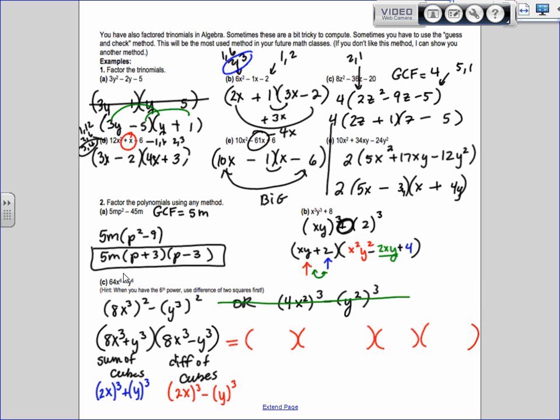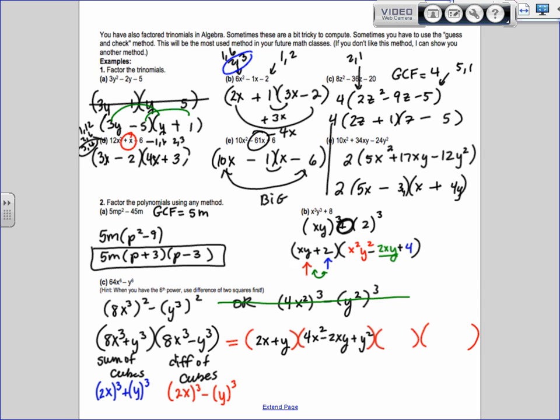So the first one, from the 2x quantity cubed plus y cubed, I'm getting 2x plus y. I'm squaring the 2x and getting 4x squared. I'm squaring the y and getting y squared. And I'm multiplying the two together and getting 2xy in the middle. My signs are same, opposite, always positive.